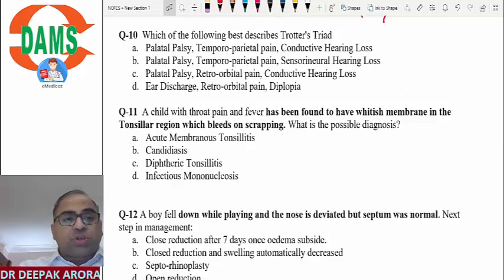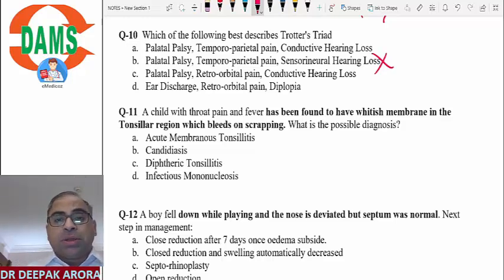Coming to the next one, question number 10. Which of the following describe Trotter's triad? Now, what is Trotter's triad? Nasopharyngeal carcinoma. ET tube is blocked. When ET tube is blocked, patient is having conductive deafness, not sensorineural. Option B ruled out. Now, option D, read the option D. Ear discharge? No. Retroorbital pain, diplopia. So this is a combination.